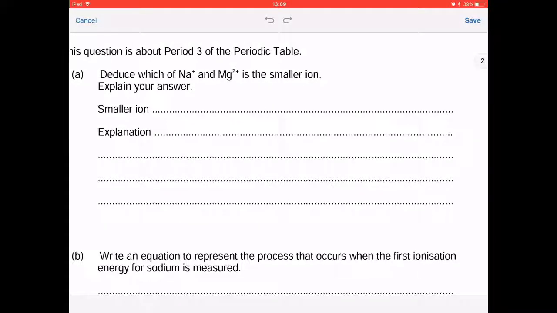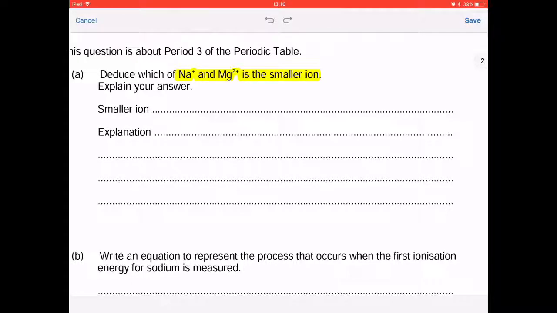Alright, so this video covers the mark scheme for the synoptic part of the test, starting with periodicity. It's asking you to determine the difference between the sodium plus ion and the magnesium 2 plus ion in terms of size. The explanation is probably easiest to do first, so that you understand why the smaller ion is what it is. It comes down to both shielding and nuclear charge.